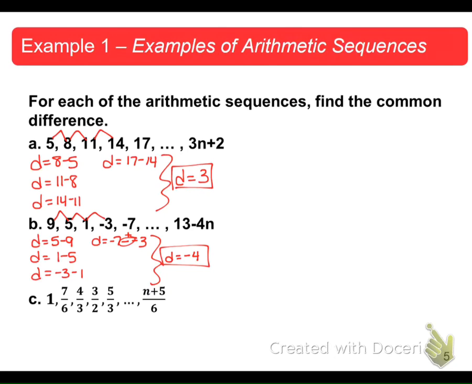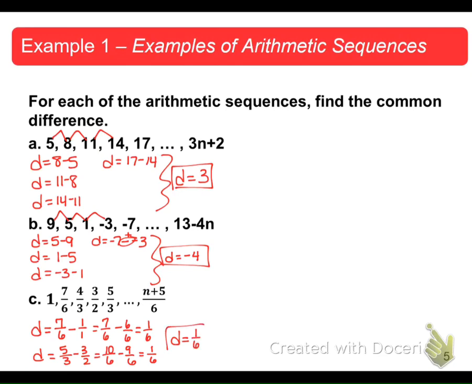For the last one, it's not quite as easy to see because they're fractions. But again, we can find that common difference by subtracting any two of our fractions. So I could take the second term minus the first term. Well, then I've got to get that common denominator there, and so I get 1/6. Or I could have taken my last two terms that are written there, the 5/3 minus the 3/2. Again, get your common denominator, and we still get that 1/6. So that shows me that my common difference here is 1/6.